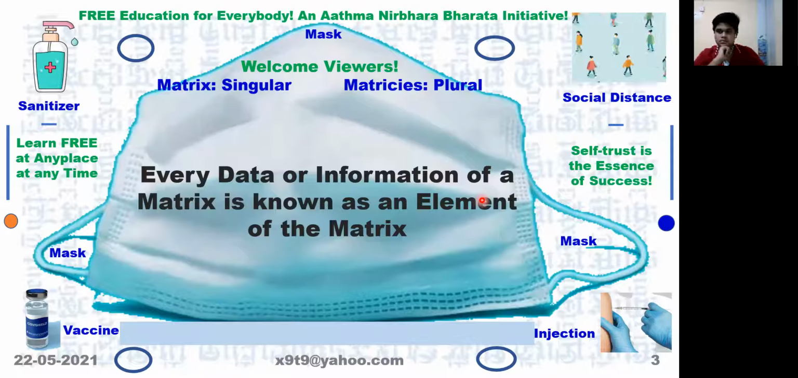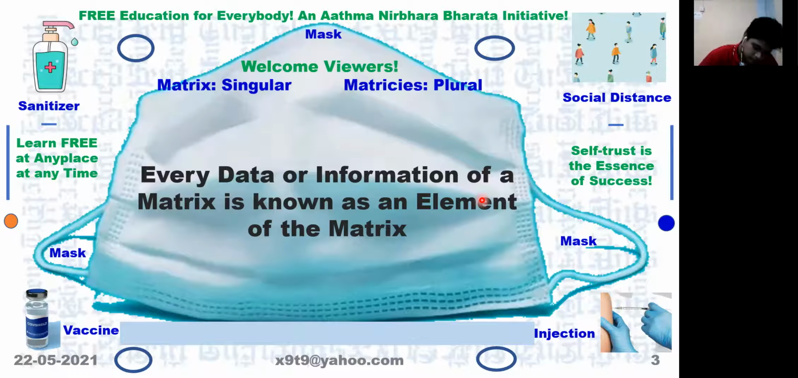So every data or information of a matrix is called an element of the matrix. If you want to note down, every data or information of a matrix is known as element of the matrix.